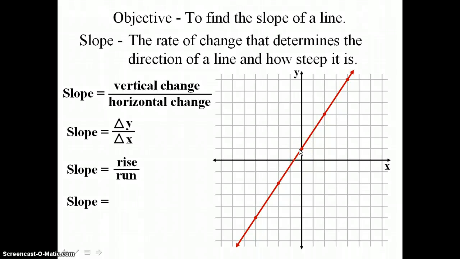Here, we're going to just pick any 2 points, so we could pick the one right here in the middle and go up. So if we're counting up, we're counting positive 3 up. If we count then to the right, we're going to count positively to the right at 2. So that would simply give us our slope, 3 over 2.